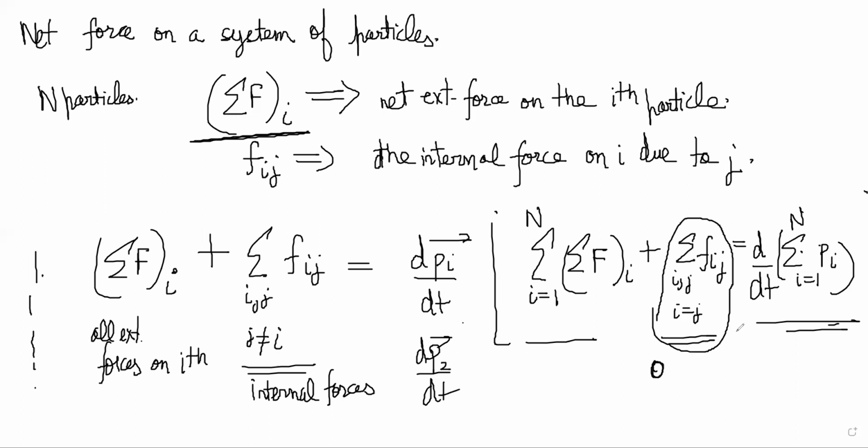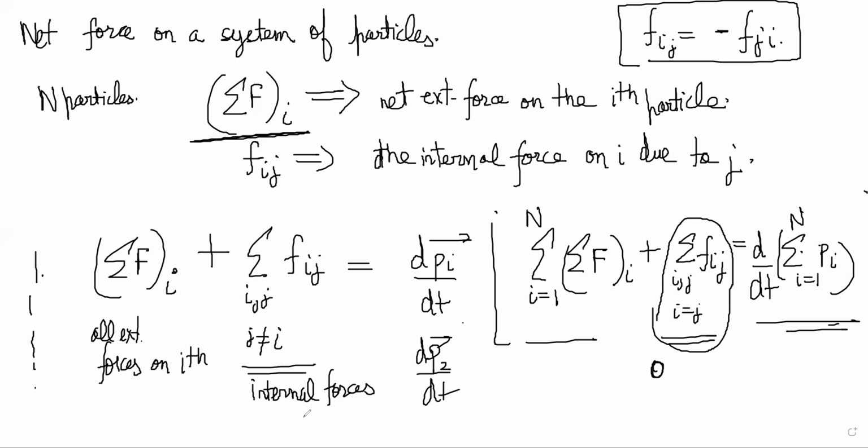This term will immediately cancel out, because you know that f of ij is equal to minus fji, right? And both these terms will appear in the equation, because one time you will count the force on i due to j, and later when you write the j equation, you will count the force on j due to i. Those pairs will cancel and this becomes 0.